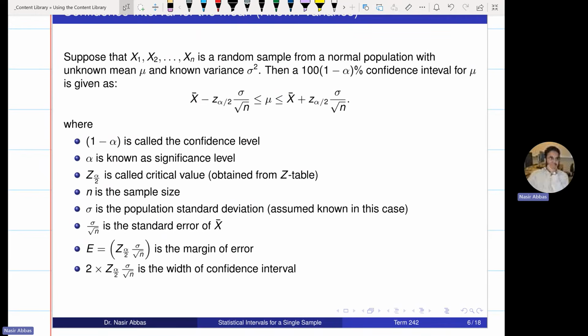And n is the sample size. Sigma is the population standard deviation. Currently, I'm assuming it to be known, although it's a very unrealistic scenario that sigma is known. Usually it is unknown, but the next section will cover the case where this is unknown. But for now, I'm assuming it is known. My interest is in mu, but the second parameter sigma is known. The assumption is that currently it is known.